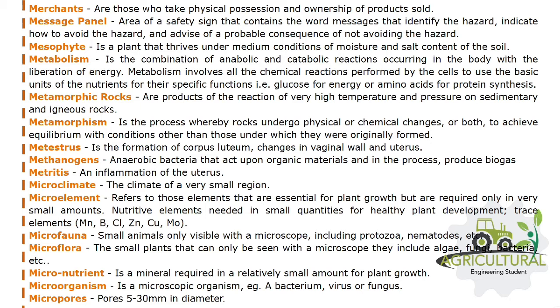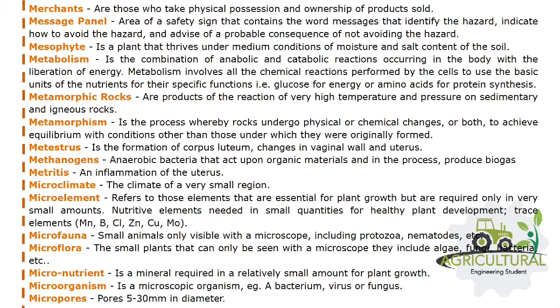Message panel, area of a safety sign that contains the word messages that identify the hazard, indicate how to avoid the hazard, and advise of a probable consequence of not avoiding the hazard. Mesophyte is a plant that thrives under medium conditions of moisture and salt content of the soil. Metabolism is the combination of anabolic and catabolic reactions occurring in the body with the liberation of energy. Metabolism involves all the chemical reactions performed by the cells to use the basic units of the nutrients for their specific functions, for example, glucose for energy or amino acids for protein synthesis.